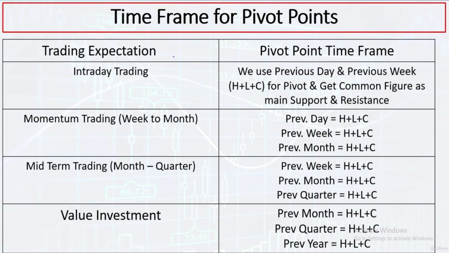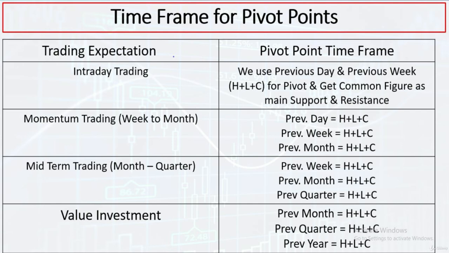Then the next level we discuss is momentum trading, which is valid for a week to a month. For calculating the momentum trading levels, we have to consider 3 time frames at a point of time. The first is previous day high-low close, another one is previous week high-low close, and the next one is previous month high-low close.